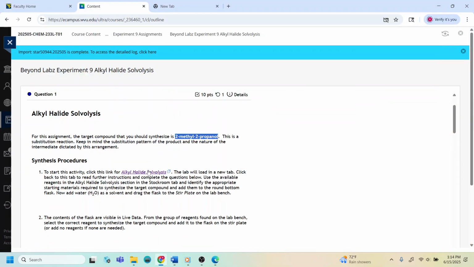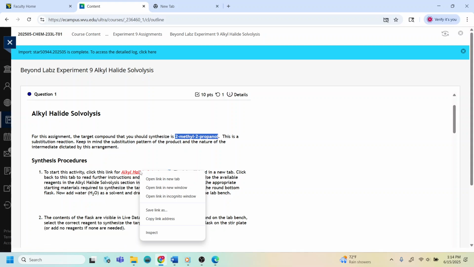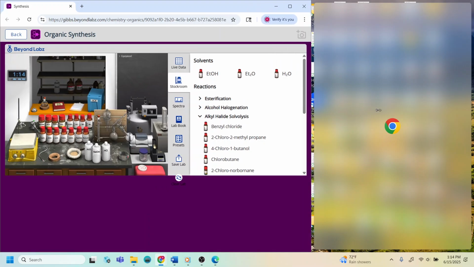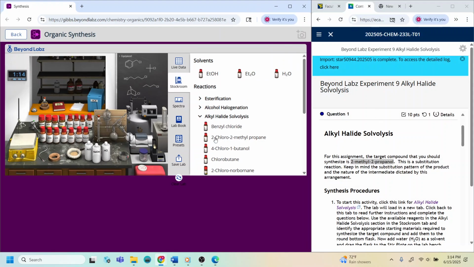So I'm going to start opening my experiment. This is going to be my experiment. I always open it in a new window and allow both the procedure and the experiment bench to be on the same page. I give more space to the experiment bench so that I can see everything. Now the experiment is going to open on a page where you're going to see the reaction. We're going with alkyl halide solvolysis, and you have all of these solvents and starting materials to choose from.